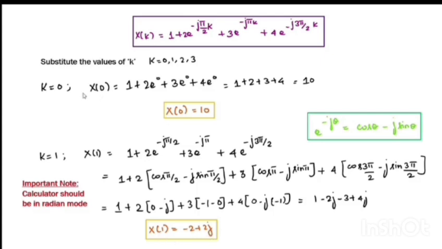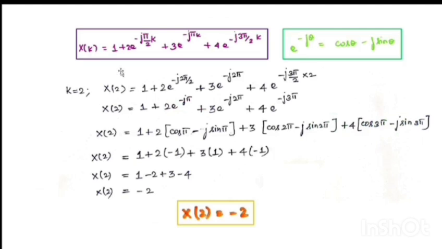Now I have calculated for k is equal to 0 and k is equal to 1. Next I am going to calculate for k is equal to 2. So in this x of k equation, I am going to substitute the k value as 2 and calculate further. K equal to 2. So now 1 plus 2 e power minus j 2 pi by 2, that is nothing but in the place of k I am substituting 2. Plus 3 e power minus j 2 pi. Plus 4 e power minus j 3 pi by 2 into 2.